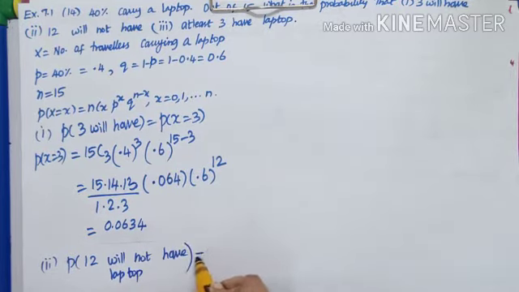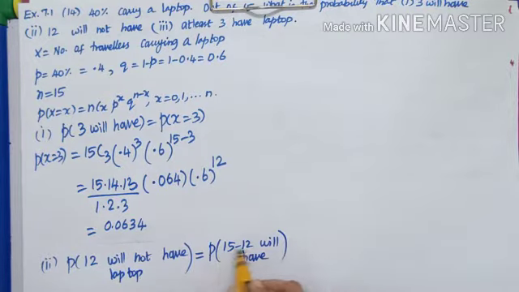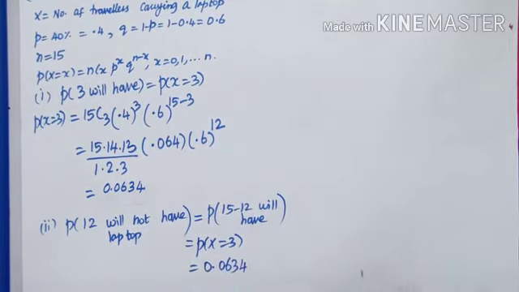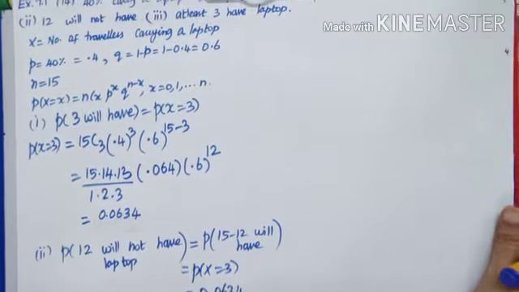Second part of the question is the probability that 12 will not have a laptop. It tells me 15 minus 12 will have the laptop. 15 minus 12 tells me 3. So, it is the same old answer. P of X is equal to 3, 0.0634. So, 3 will have and 12 will not have will give the same answer because the total is only 15.